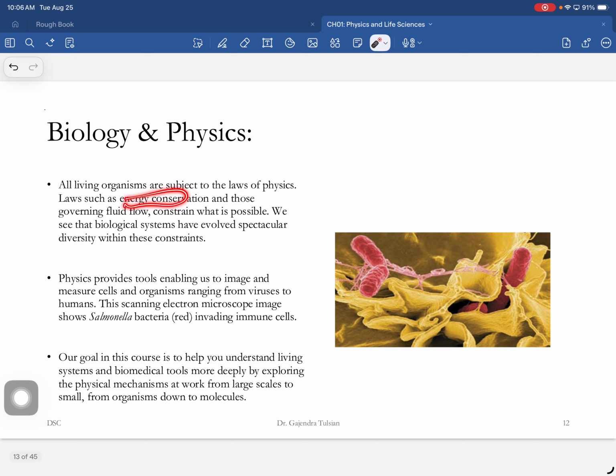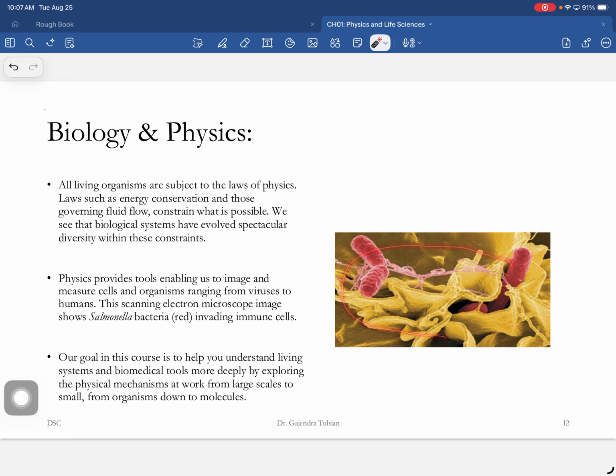So every life form has to obey the laws of physics. Energy conservation will be a principle, and fluid flow, you saw an example of the law that governs fluid flow. We will be using that. We see that biological systems have evolved spectacular diversity within these constraints. That's a powerful statement. Life has evolved so many different forms, every one of them obeying the laws of physics.